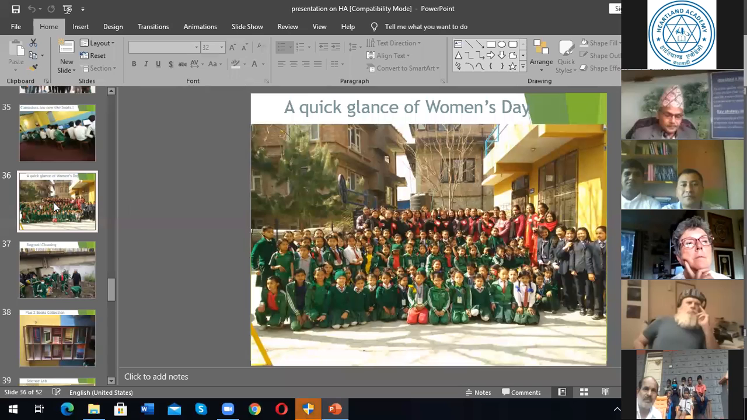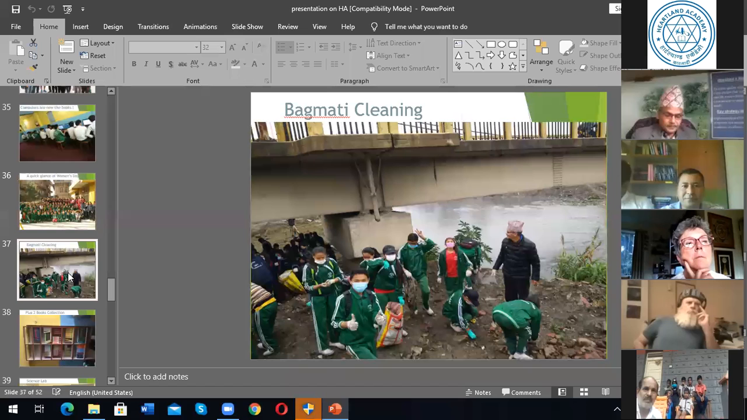This is the picture where our students celebrate Women's Day in the school. Women empowerment enhancement is most important in Nepal. That's why we emphasize these activities, and our students really enjoyed and celebrated. Same, Bagmati cleaning program pictures, and the students are in the cleaning campaign.